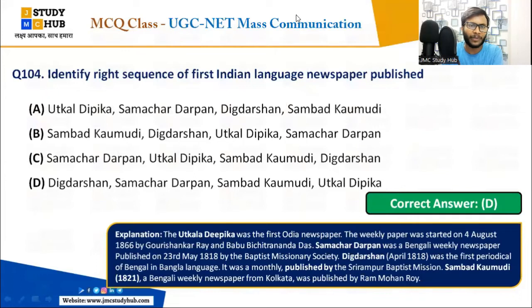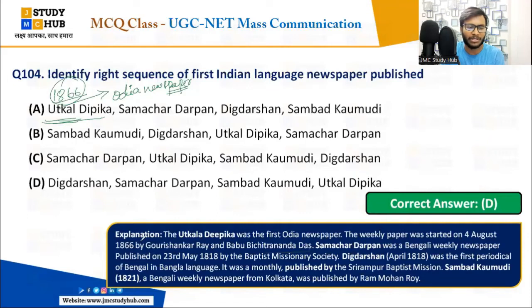So see the Utkal Deepika. Tell me about the Utkal Deepika. It is the first Odia newspaper, Utkal Deepika, the old name being Utkal Odisha. Just remember it. That is the first Odia newspaper, which was started in 1866 by Gauri Shankar Roy and Babu Vichitrananda Das.